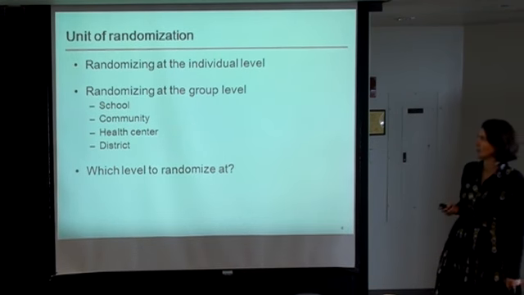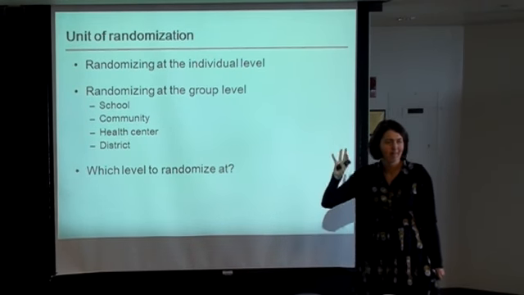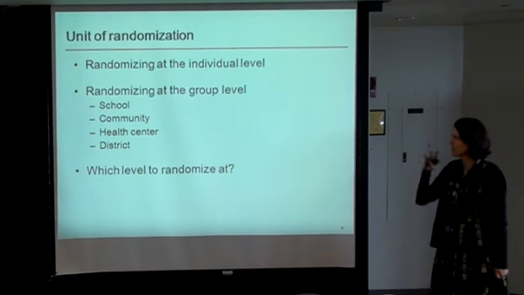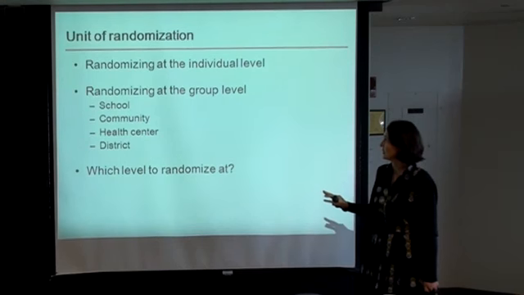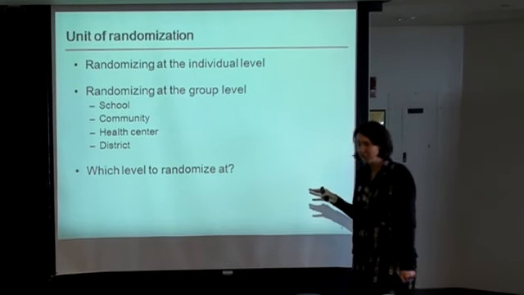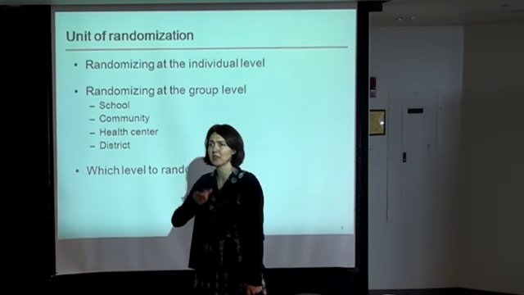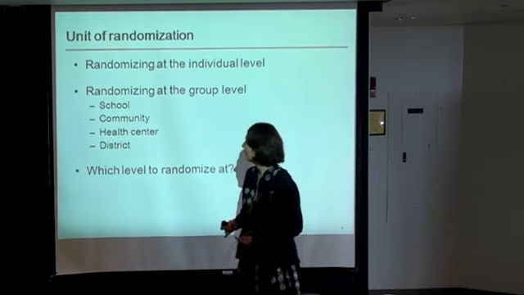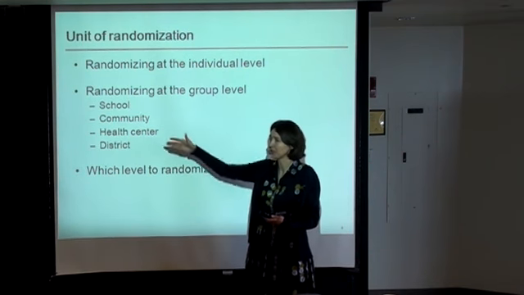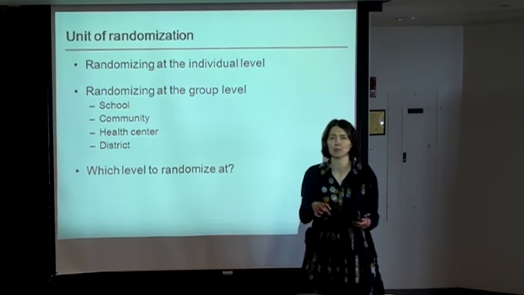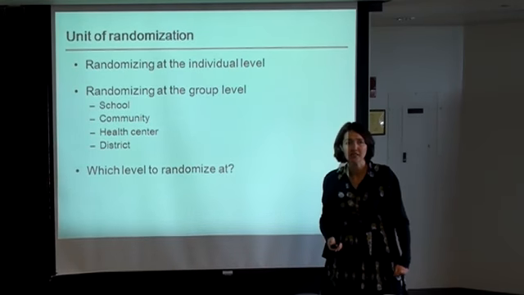So, unit of randomization. We just went over an awful lot of material in that slide, so it's quite fundamental. So glad you asked questions about it. The unit of randomization is: are we going to randomize individuals to get the program, or are we going to randomize communities to get the program? Or a group level, it could be a school, a community, a health center, a district, but it's a clump of people. And so how do we make a decision about what unit to randomize at?